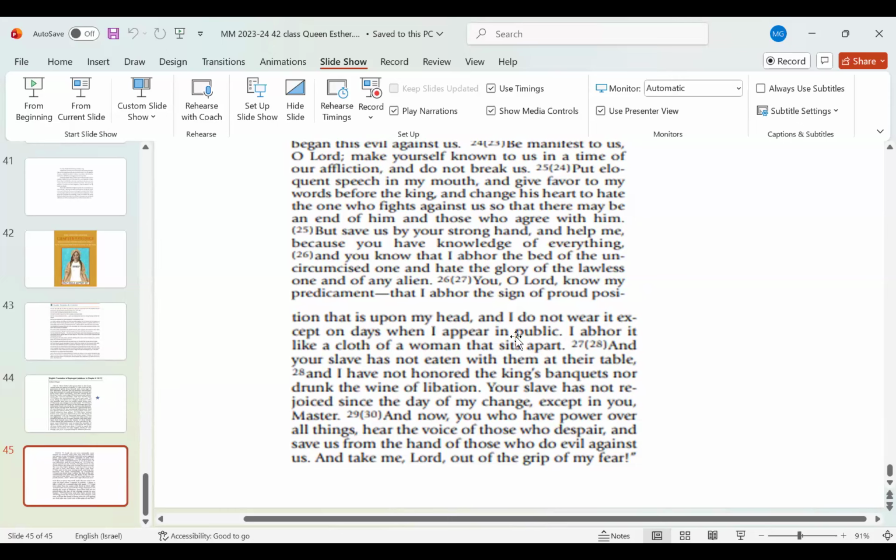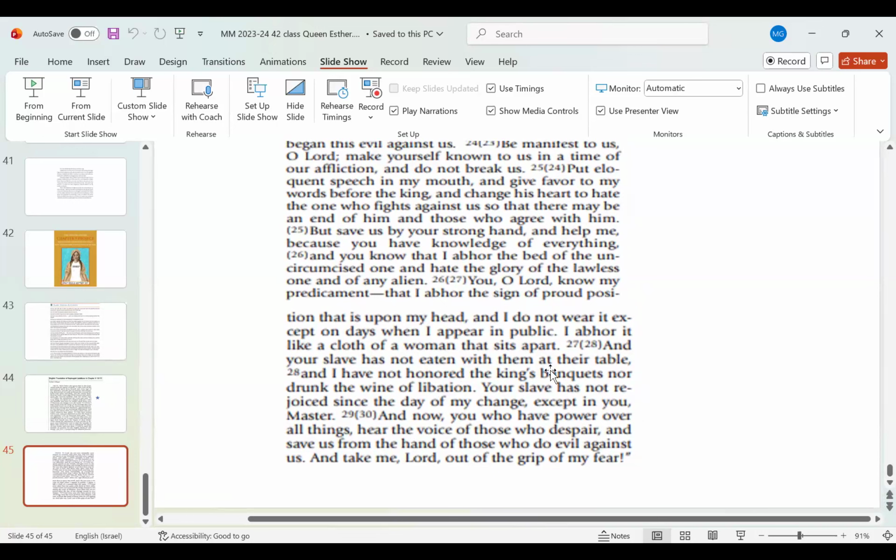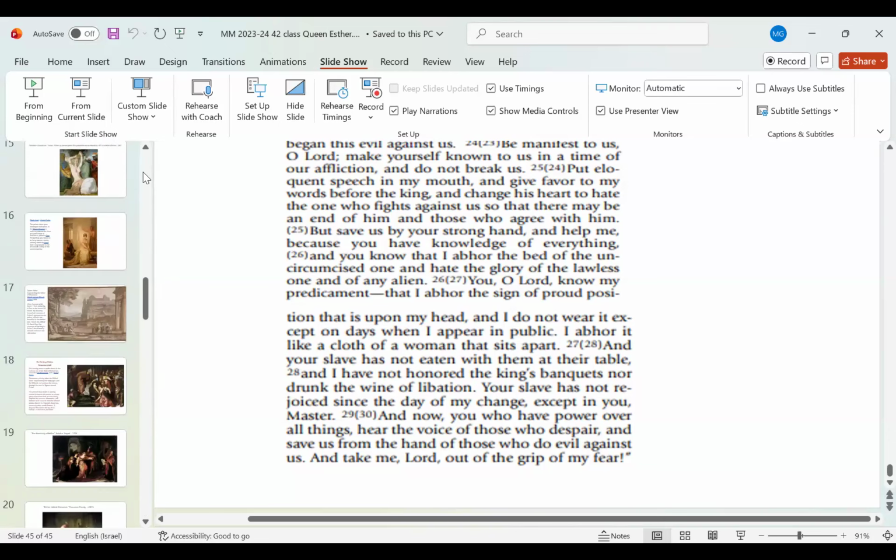And oh, this is cute. "Oh Lord, know my predicament, that I abhor the sign of proud position that is upon my head, and I do not wear it except on days when I appear in public. I abhor it," the meaning of the crown, I guess, like a cloth of a woman that sits apart. Okay, and then it goes on. It says, "And your slave has not eaten with them at their table." Why not? Because the food isn't kosher. Okay, so this is really cool. So I don't have to worry about getting to that at the end.